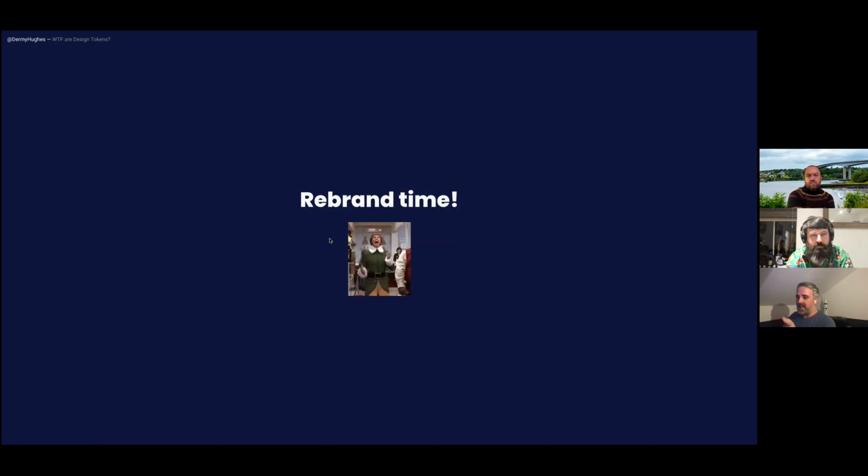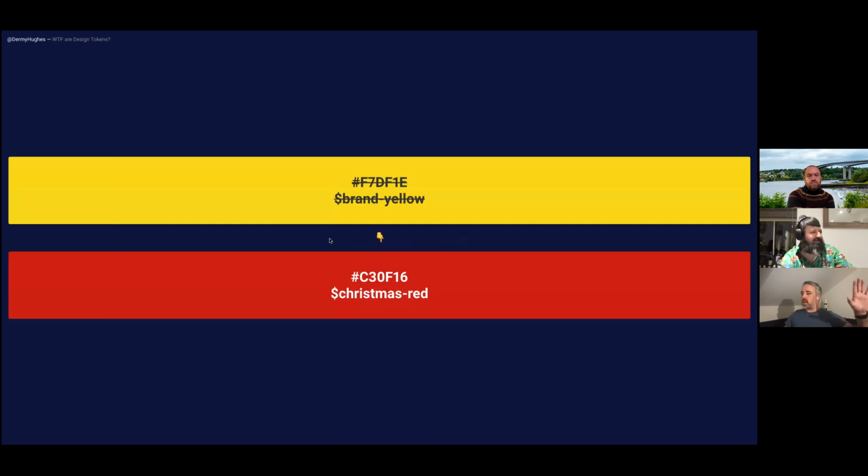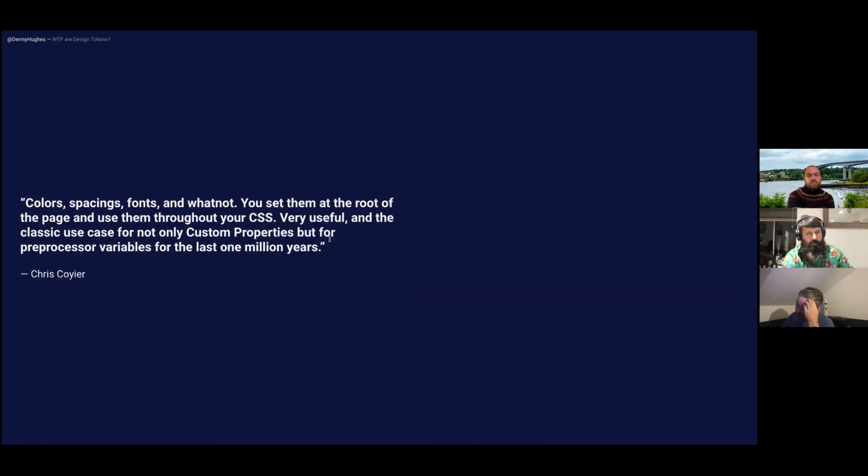So what happens when you come to rebrand time? This has all been hard coded, and suddenly somebody comes along and says, right, we're doing a whole big rebrand. Christmas is coming, so we're going to get rid of this brand yellow, and in comes Christmas red. This is actually an apt quote from Chris Coyier again of CSS Tricks.